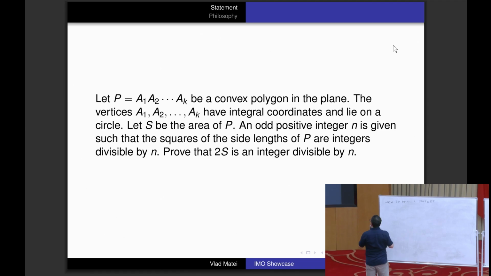Firstly, we can reduce. First observation: we can reduce to prime powers. So we can assume that the n we're given is a prime power, say p to the t. And the main idea is to try to do induction on k.